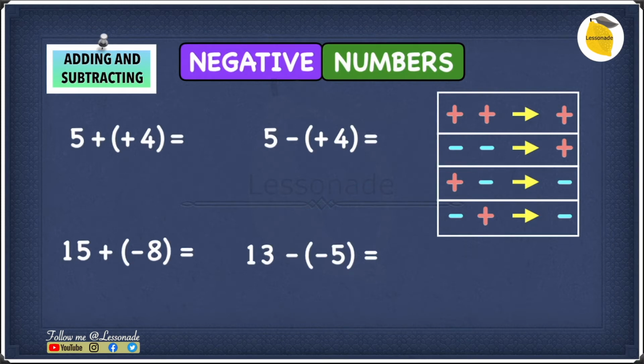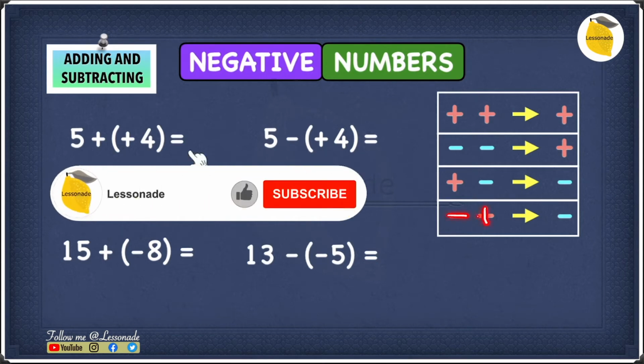And what this rule says is that if you have two plus signs next to each other, then you have to do addition. If you have two minus signs next to each other, then you also have to do addition. If you have a plus and a minus sign next to each other, you will have to do subtraction. If you have a minus and a plus sign next to each other, you will also have to do subtraction.